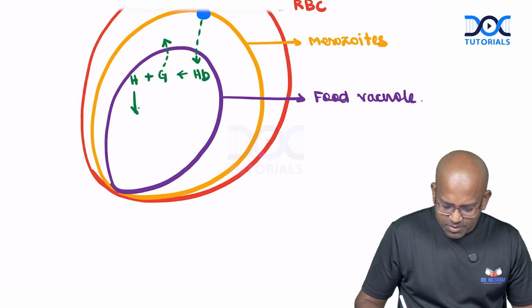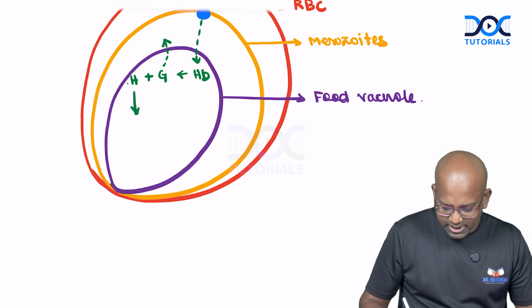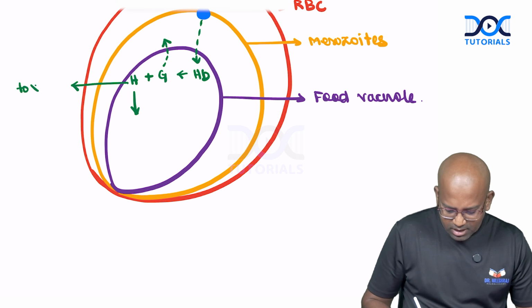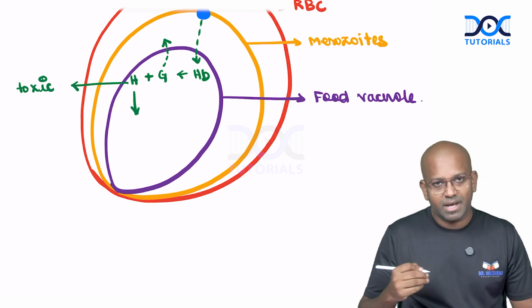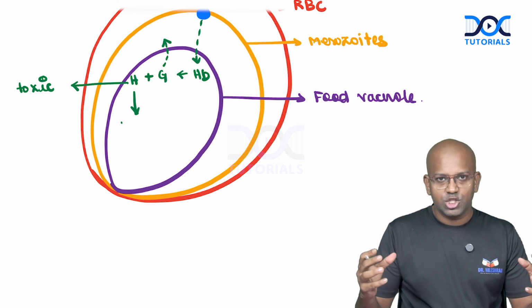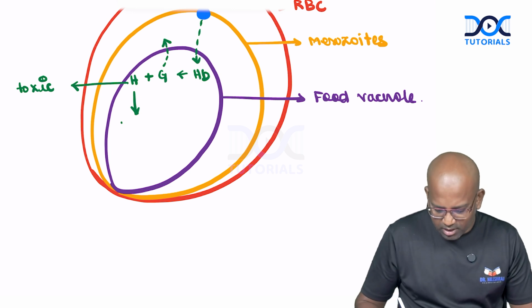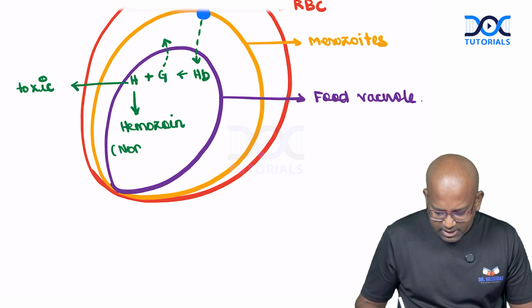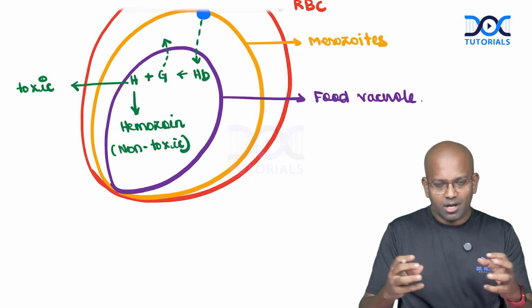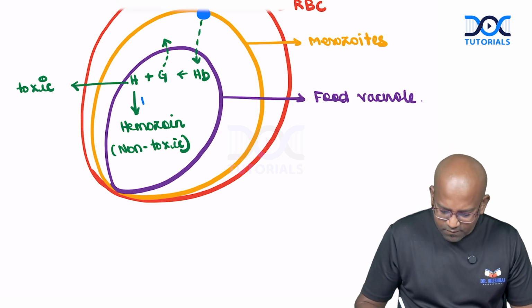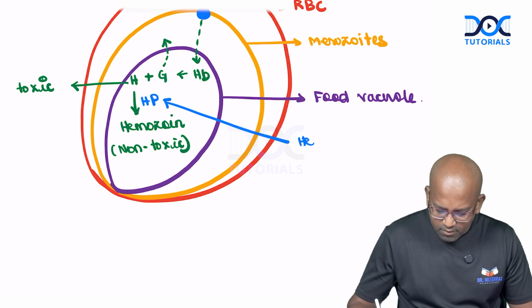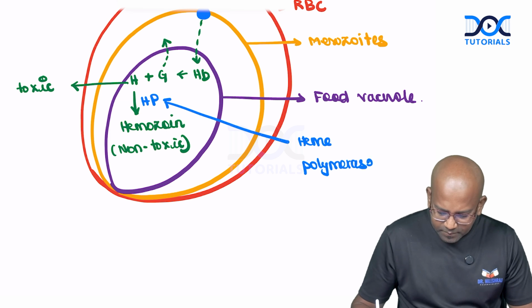Similarly, these hemes which are dispersed are toxic to the parasite. These are toxic to the parasite. So what the parasite does, it will take up all the heme and join it together to form an inactive component called Hemozoin. This Hemozoin is a non-toxic metabolite. As it is taking up heme, multiple hemes, and combining them together, the enzyme involved here is called heme polymerase enzyme. The enzyme which is involved in this particular process is called heme polymerase enzyme.